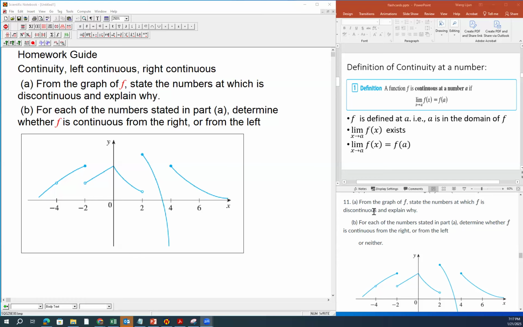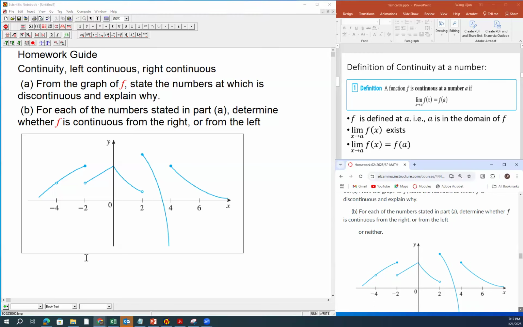We start with this example. The first one, this is a homework question. From the graph of function f, state the numbers at which f is discontinuous and why. Discontinuous. So here we have the definition of function continuous at a point a. To state it's discontinuous, we know there are three elements, right? So how do we say it? Here I'm going to start showing you how to say it.